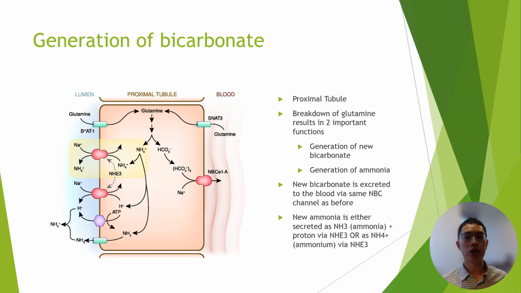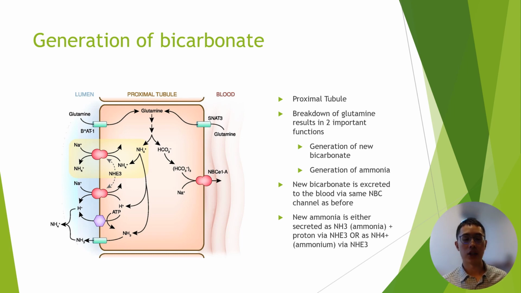Now let's talk about how we generate new bicarbonate that is used to replenish supplies that are lost. New bicarbonate is generated through the metabolism of glutamine, the most abundant amino acid in the body. Glutamine metabolism actually results in two very important things. The first, of course, is bicarbonate, but the other is ammonia, which is just as important, as we will see in the coming slides. For each glutamine molecule that is broken down, 3 bicarbonate ions are created and are transferred into the blood by our good friend, the sodium bicarbonate transporter NBCE1.